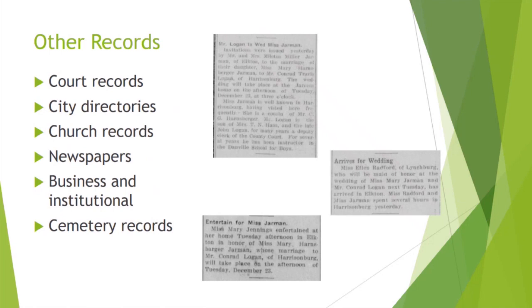You also could find some business and institutional records, which I think are particularly helpful if your ancestor was the business owner. And then cemetery records. If something was important enough to be chiseled into stone, there's a pretty good chance that that fact is true, or that somebody really believed it enough to put it in stone. So cemetery records can be very useful as well.